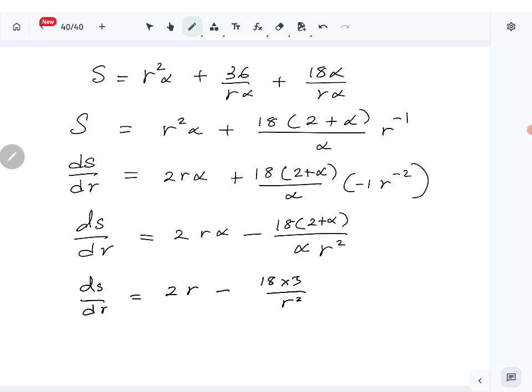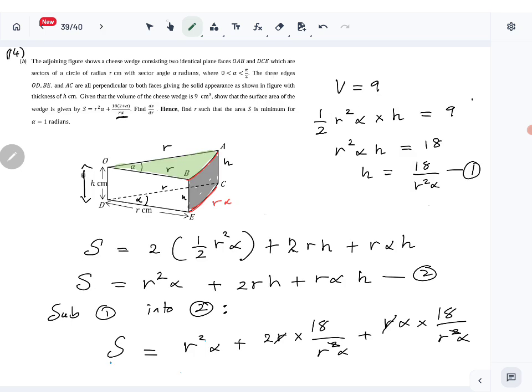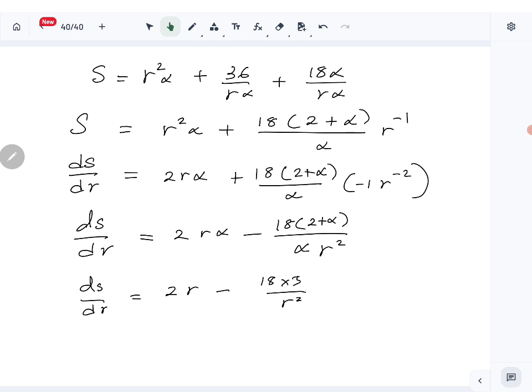So when alpha equals 1 radian, find r such that area S is minimum. So let's find the stationary point. Equate this to 0. ds over dr has to be equal to 0. So that means 2r is equal to 54 over r squared. So that means r cubed is equal to 27. So r has to be 3.